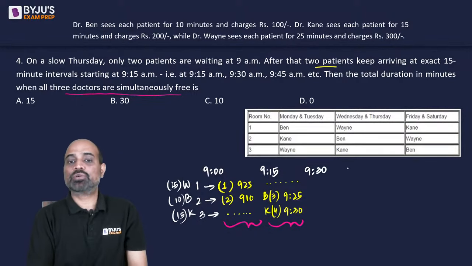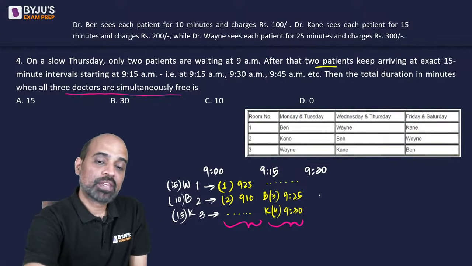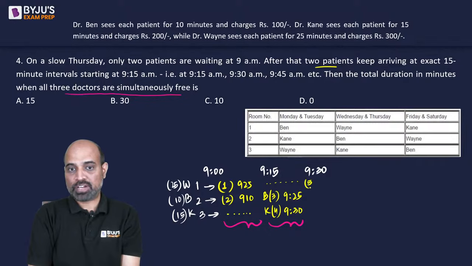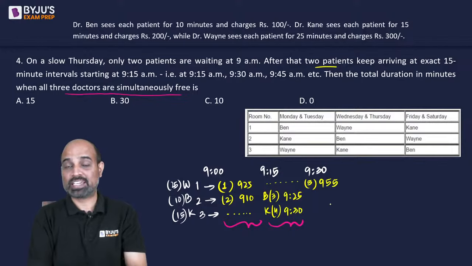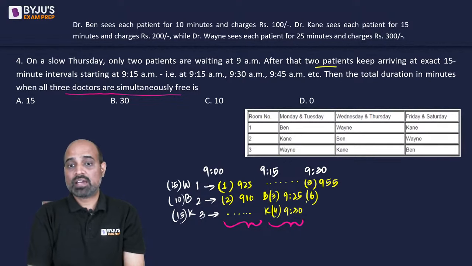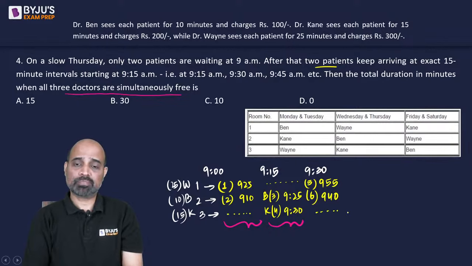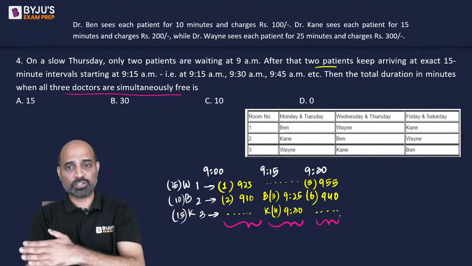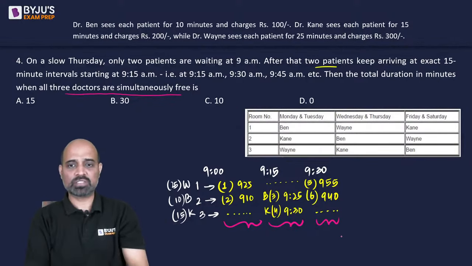Let's look at 9:30 to 9:45. Again, two patients will come. When two patients enter, Wayne and Ben, they both are free by that time. So Wayne will take patient number 5 and he will be done after 25 minutes, which is 9:55. The sixth patient will enter Dr. Ben's room. He is busy from 9:30 to 9:40, while Ken is going to be busy throughout. So if I talk about this particular 15-minute slot from 9:30 to 9:45, can we say Wayne is now busy?